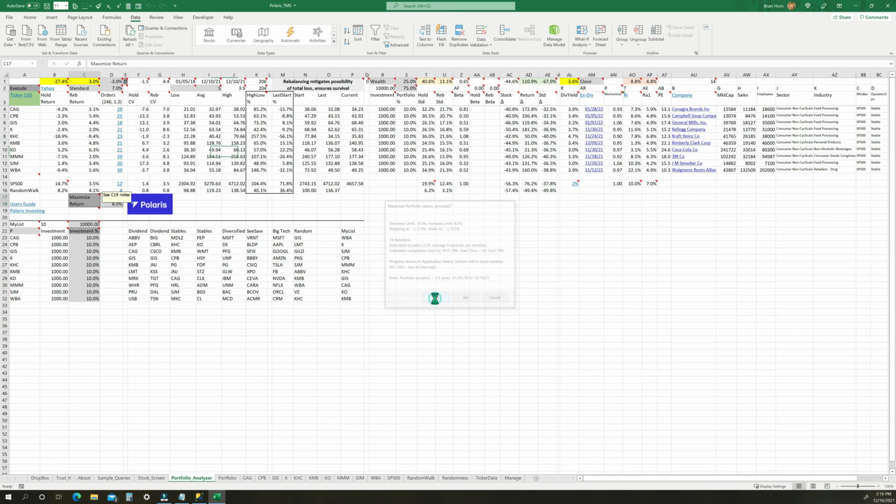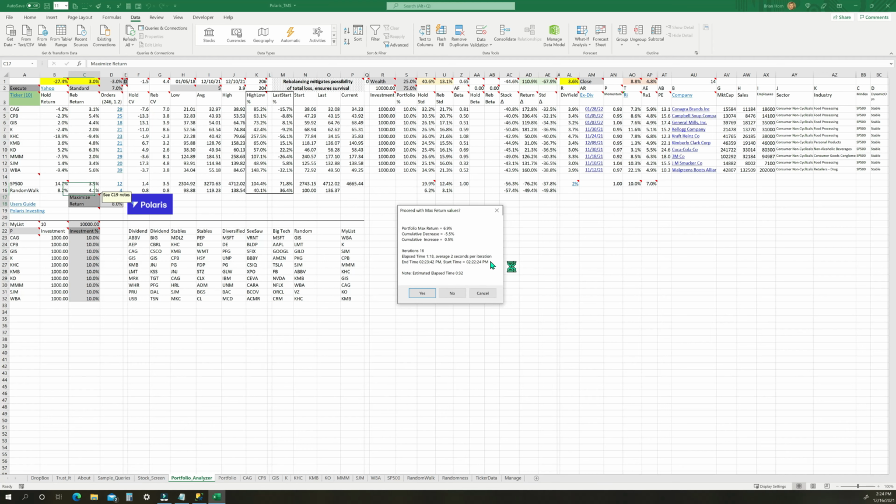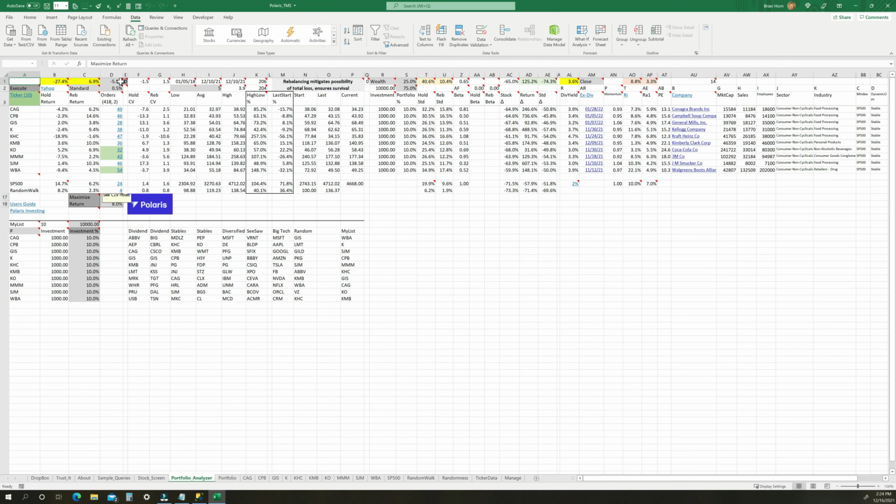So we start that. Once the maximize return routine is finished, it displays the maximum return and the values it used to calculate that maximum return. And then if you choose to move forward, you select yes, and then it moves those values up into D1, D2, and then recalculates the maximum return based on those values of 6.9%.